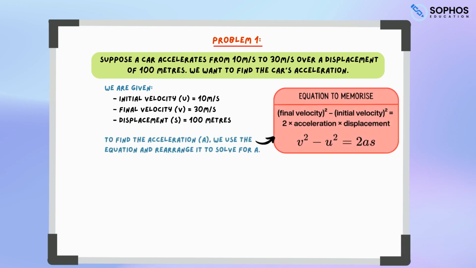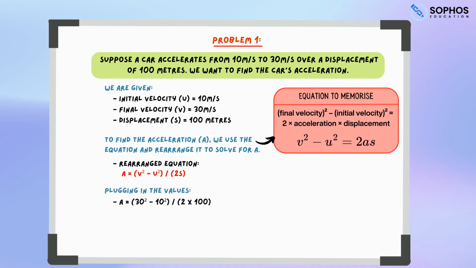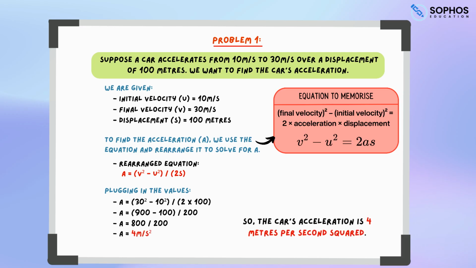To find the acceleration, a, we use the equation v squared minus u squared equals 2as and rearrange it to solve for a. The rearranged equation is a equals v squared minus u squared divided by 2s. Then plug in the values. Doing this, we get a equals 30 squared minus 10 squared over 2 multiplied by 100. This simplifies to 900 minus 100 over 200, giving us 800 over 200, which equals 4 meters per second squared. So the car's acceleration is 4 meters per second squared.